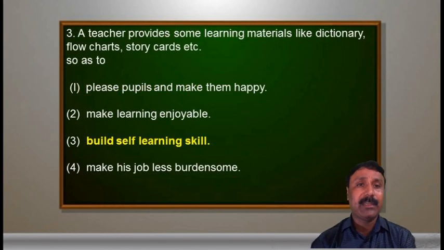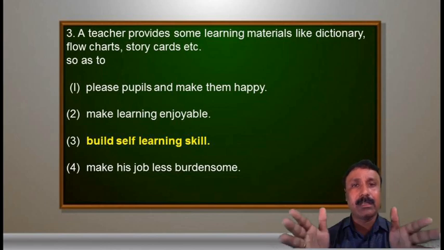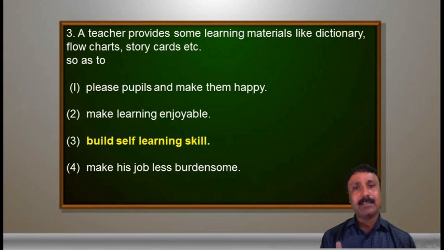Then look at question number 3. The teacher provides some learning materials like dictionary, flowcharts, story cards, etc., so as to please students and make them happy; option 2, make learning enjoyable; option 3, build self-learning skill; option 4, make his job less burdensome. By considering all these 4 options, we come to the conclusion that option 3 is the right answer, because by providing materials like dictionary, flowchart, story cards, they help the learner to learn by himself, without any help from others. It builds confidence among the learners to learn things on their own, that is self-learning skill. Indirectly, the teacher is helping him to develop the self-learning skill.